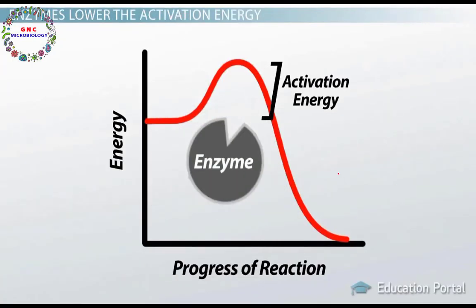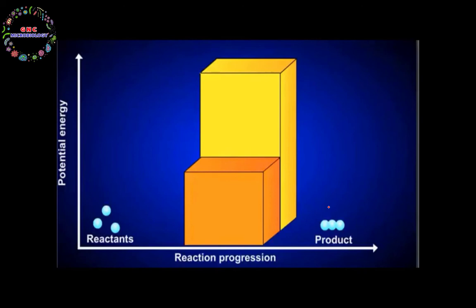So when we add the enzymes into the reaction, the activation energy actually gets reduced. Okay, so the reactant molecule and the product. Okay, in between this you can see this is the energy barrier.